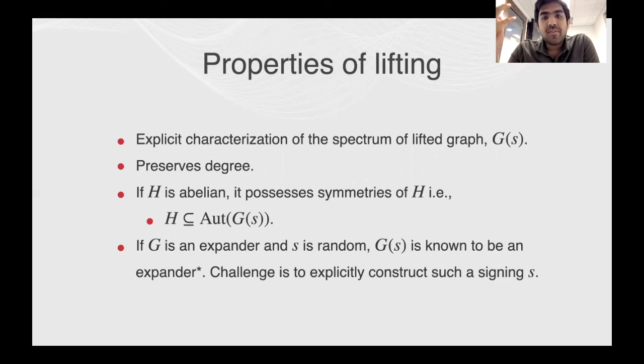If your base graph is good enough, and if you put the signing uniformly at random. So for example, in the two lift case, in the example we saw earlier, if I just pick the S of an edge to be plus or minus 1 with equal probability, then the lifted graph is known to be an expander with high probability. Right? And the challenge here is to de-randomize this, or in other words, to construct a signing in a deterministic fashion.